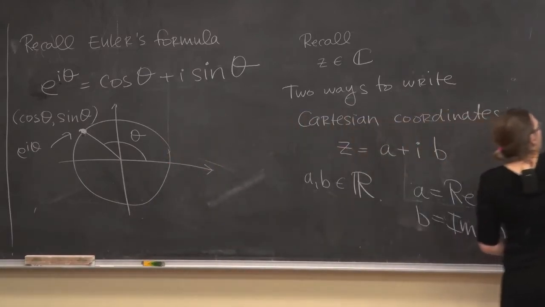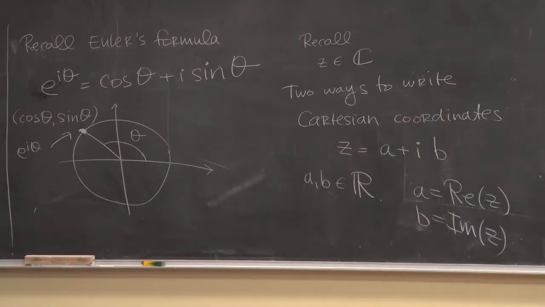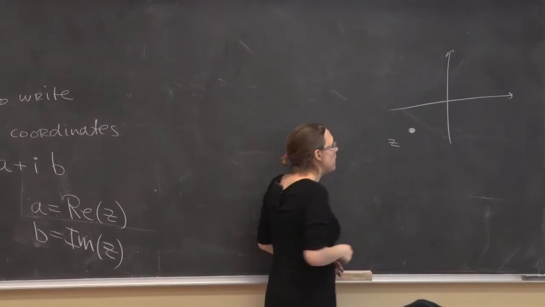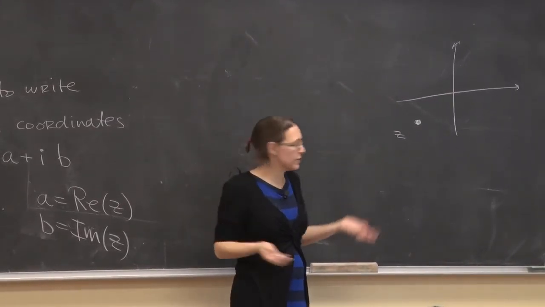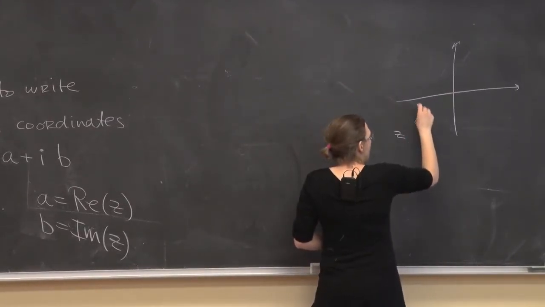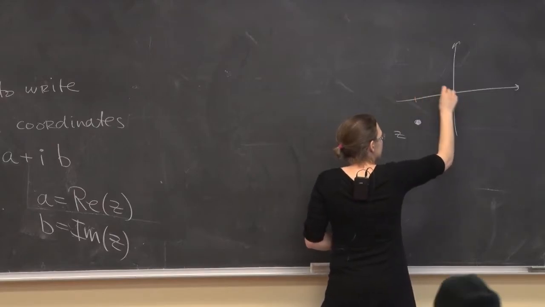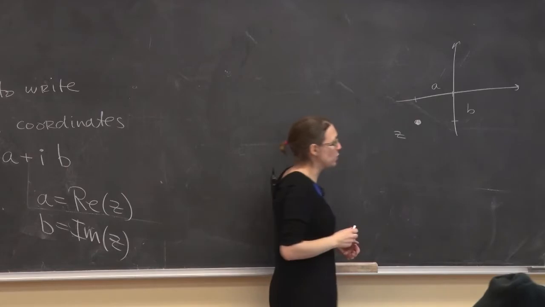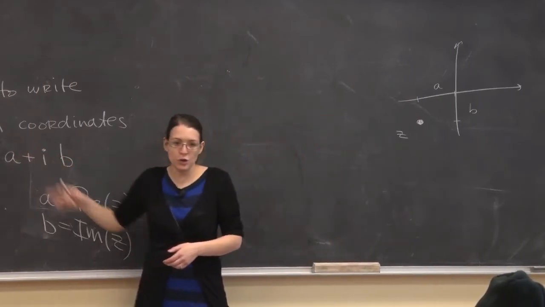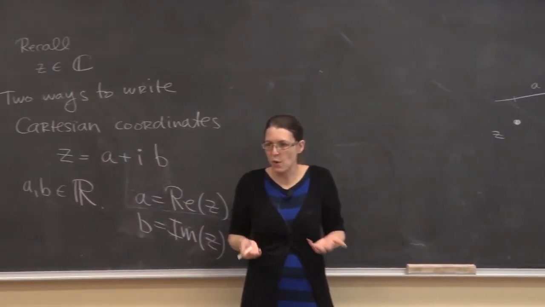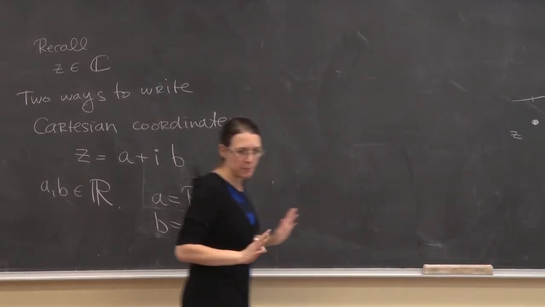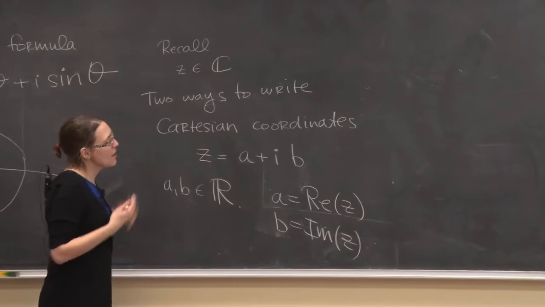And I'll draw it over here. If I were to draw this number, it's a complex number, it's somewhere in the complex plane, then this distance is a, and this distance is b. I'm saying Cartesian coordinates because it's like x, y coordinates. The x coordinate is the real part and the y coordinate is the imaginary part. Okay, so that's one way.